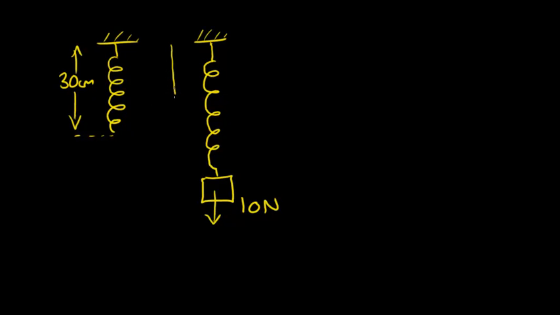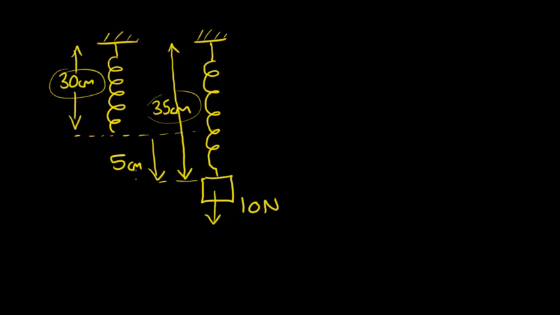Now if we then hang a weight from it, maybe it extends. So here's our weight. Let's say we're going to put a weight of 10 newtons on there, and now its length is, let's say, 35 centimeters. So what is its extension? Well, that's the difference between the original length, starting length with no load, and the new length. So the extension would be simply 5 centimeters.